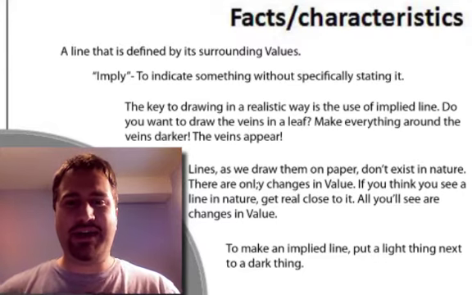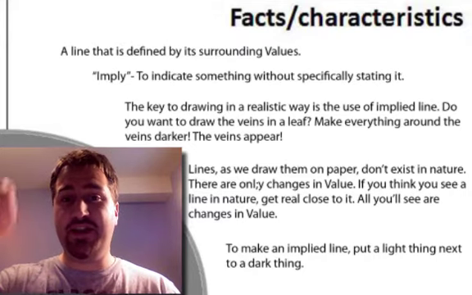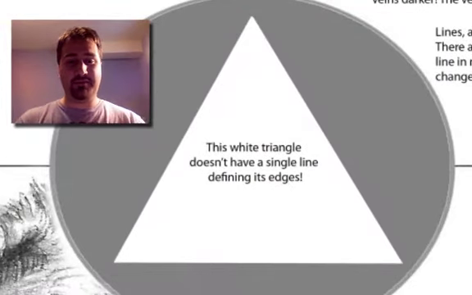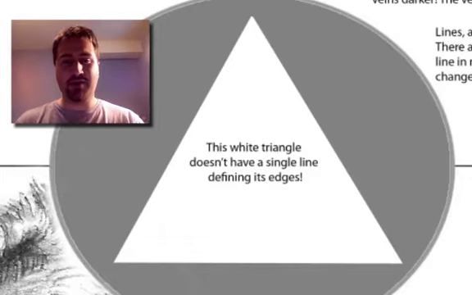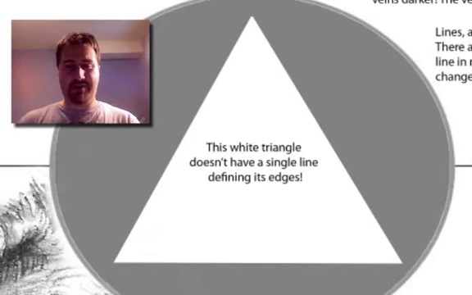You are actually indicating a form or a shape without actually going in there and drawing it. Let's take a look at a visual of what that looks like. Right here we have a picture of a triangle. But if you look at it, this white triangle doesn't have a single line defining its edges. And as far as lines, we're talking contour lines. It's true, there's not. All it is, is a giant mass of gray value with a triangle-shaped absence in the middle of it. There's no value there.